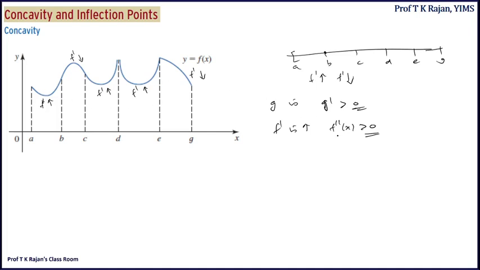That means f double dash x is greater than 0. So this is the condition required. If f double dash x is greater than 0, we can say that the curve is concave upwards. Similarly, from B to C, the function is decreasing. F dash is decreasing. F dash is decreasing means its derivative f double dash x is negative.